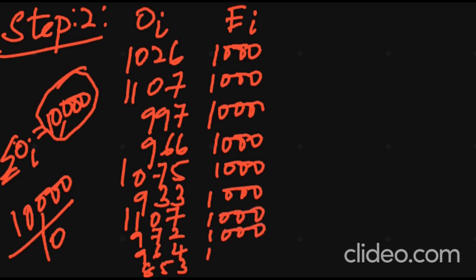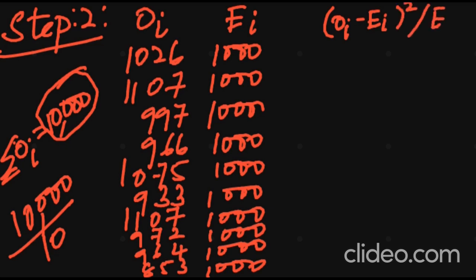After finding the expected frequency, you have to find the value of (OI minus EI) the whole square divided by EI. What do you mean by this? First, subtract: 1026 minus 1,000, so you will get 26. The 26 the whole square, divided by 1,000, gives 0.676.